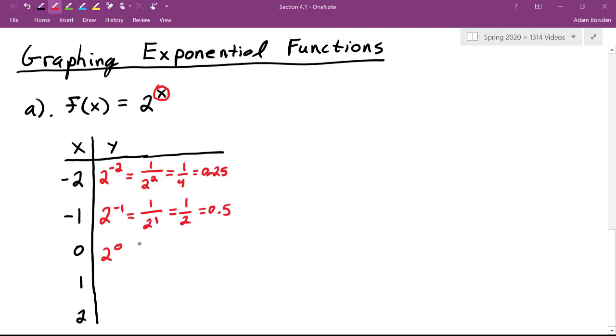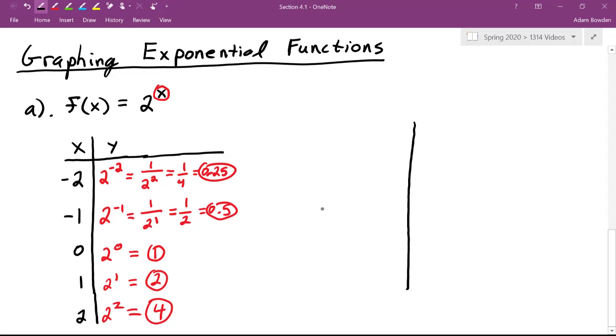2 to the 0 power. Anything to the 0 power is 1, so that's just going to be equal to 1. 2 to the first power is just 2, and 2 to the second power is 4. So now we have some different numbers to go along with the values of the function, and we can start looking at the graph based off of these values.